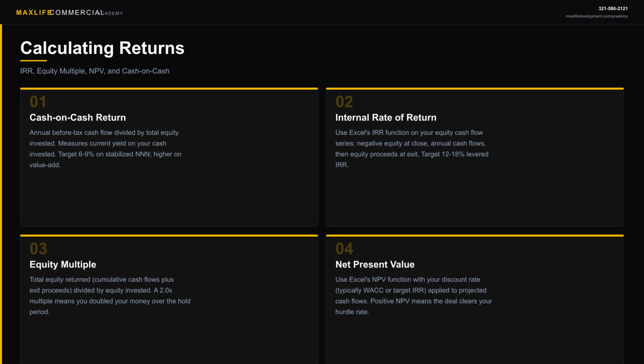And finally, NPV, net present value, tells you in today's dollars how much value the deal creates above your required rate of return. A positive NPV means the deal exceeds your hurdle rate. These four metrics together give you a complete picture of deal performance.